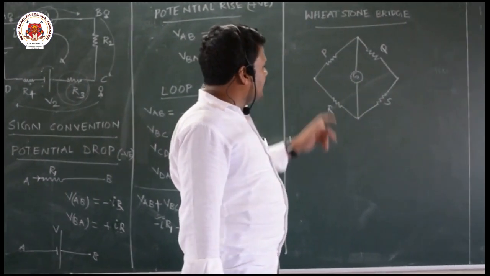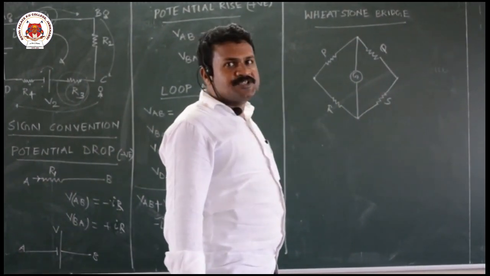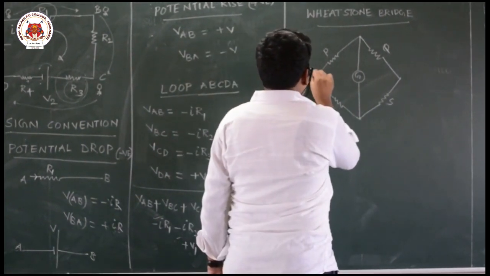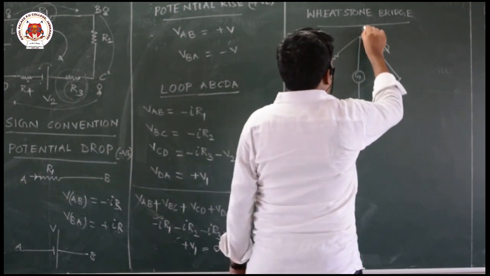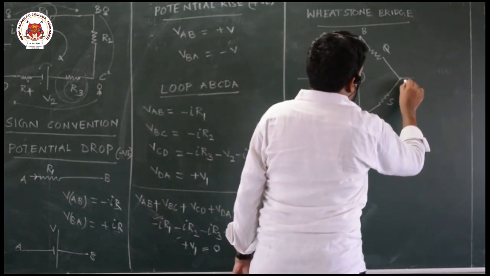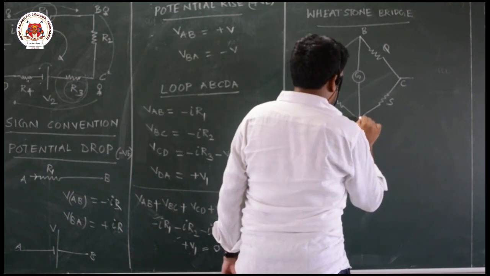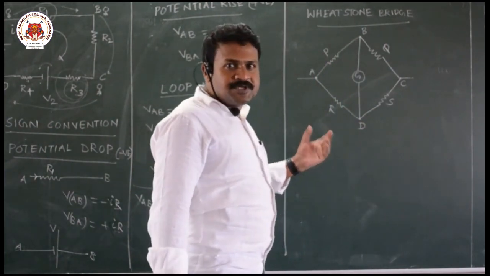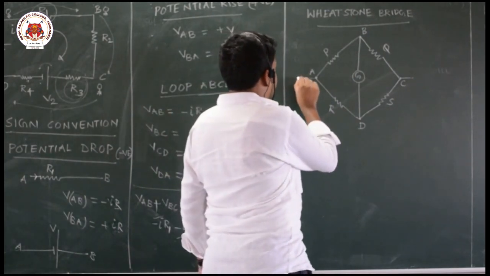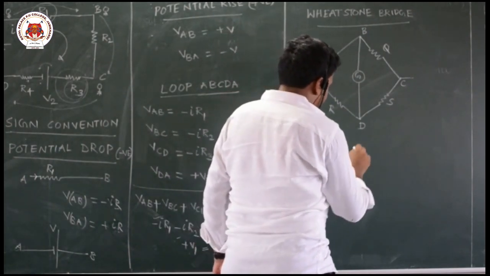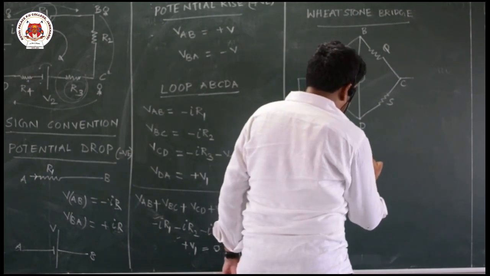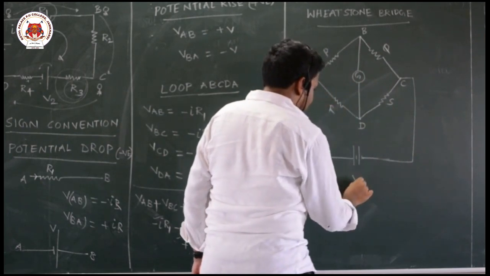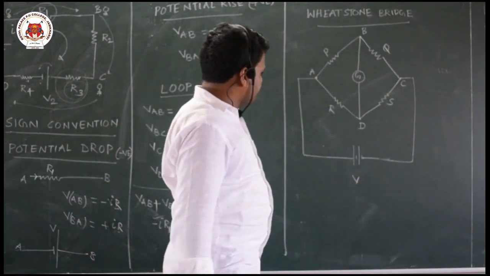Now we are going to apply Kirchhoff's rules to this Wheatstone bridge. So let us name these junctions: this junction A, this junction B, this junction you take it as C, this junction you take it as D. In order to apply Kirchhoff's laws, first you connect this Wheatstone bridge with a battery of a potential difference V.